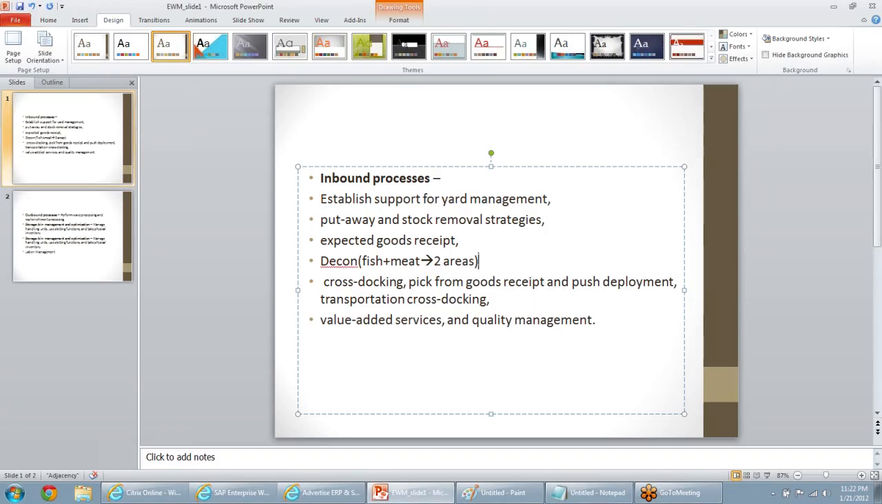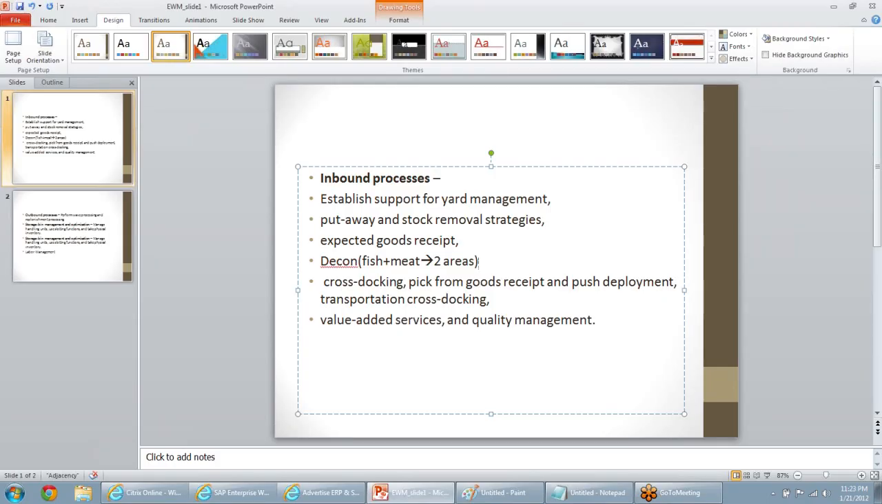Exactly. Let's say I have one vendor who supplies both fish and meat in the same pallet, but I want to store my fish and meat in two different areas. Or he's selling two types of fish, one which is going to expire within a week, another which is going to expire in a month. So I want to store them differently. Basically I'm getting one single handling unit, or one single container, where I want to store them differently.